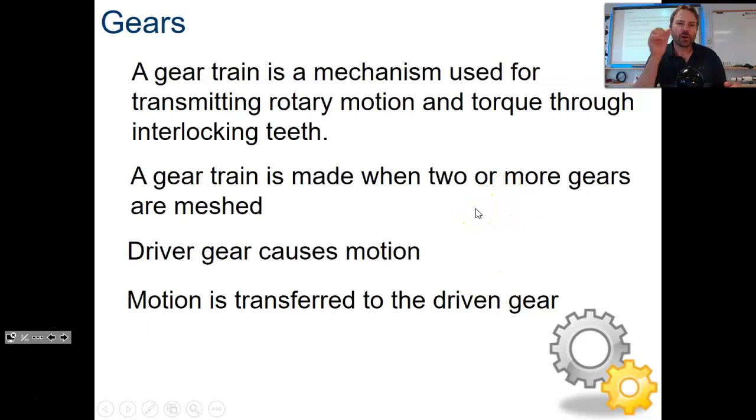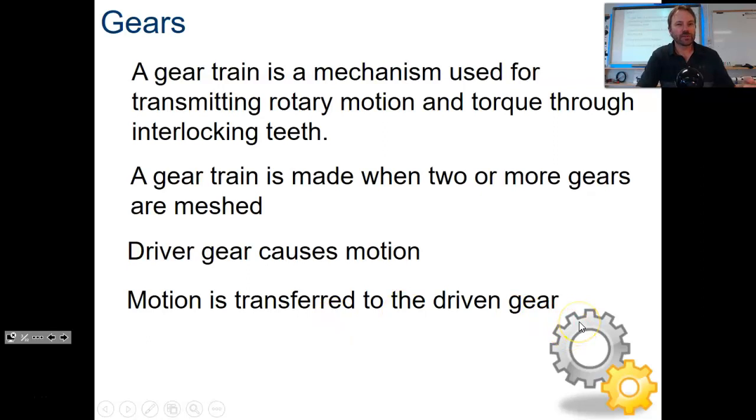Gears have what are called interlocking teeth. We have a word for when the teeth interlock very nicely: we say they are meshed. So gears are meshing. If they're not meshing, then you get that rattling. That's what we call meshing.